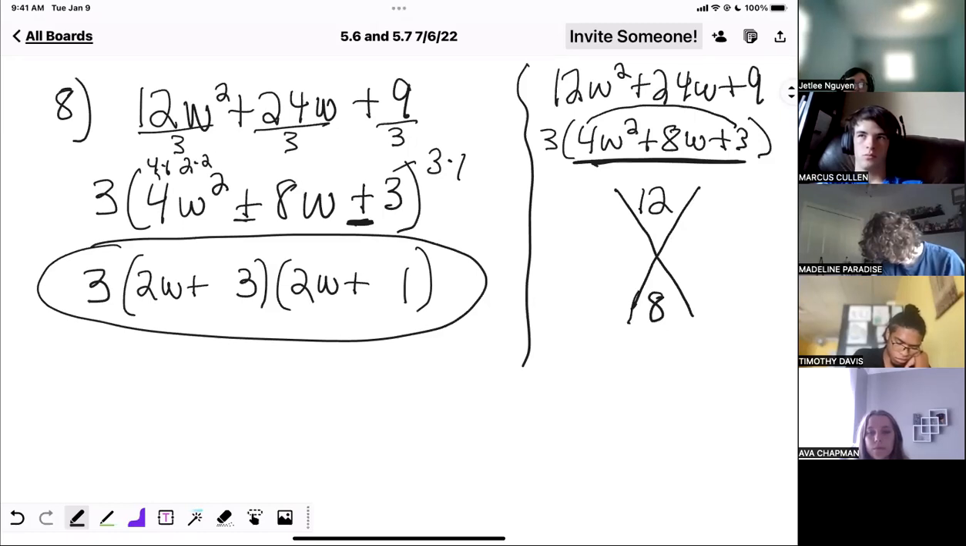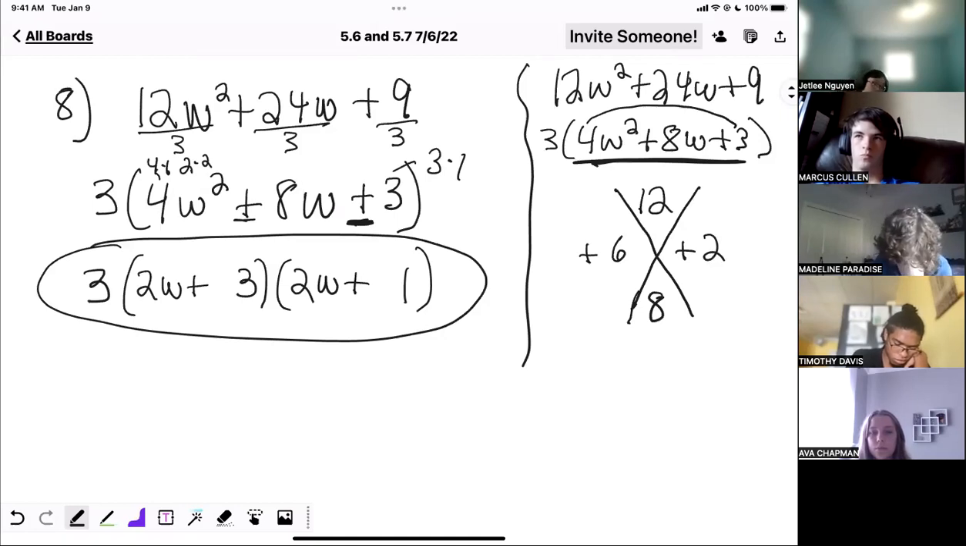You have to find on the sides. First, we'll look at the signs. The signs are going to be plus and plus. I like putting my signs in. So we have to find two numbers that will multiply to be 12, but will add up to be 8. Well, there has to be 6 and 2, right? 6 times 2 is 12 and 6 plus 2 is 8. 6 and 2.